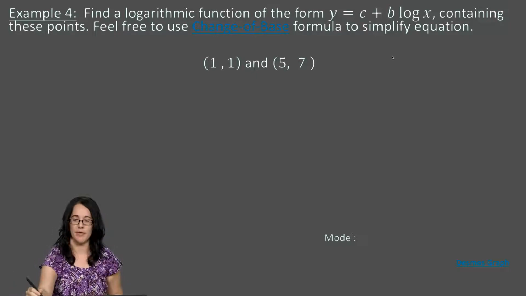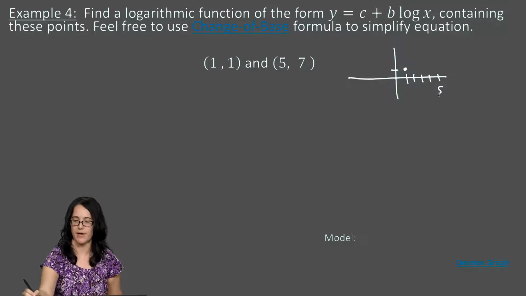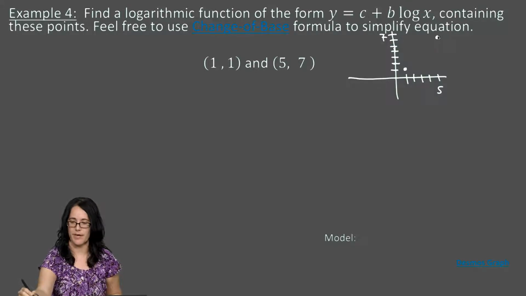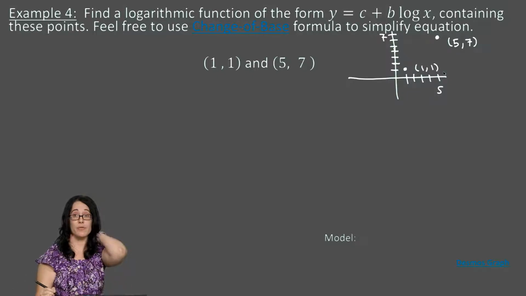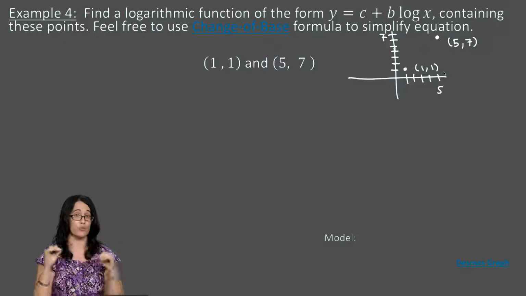So for example, I'm giving you 2 points here. When x is 1 and y is 1, so the point (1, 1). When x is 5, y is 7. 2, 3, 4, 5. So there's 5. 1, 2, 3, 4, 5, 6, 7. Somewhere up yonder. Okay, so we have these 2 points, (5, 7) and (1, 1). And what we'd like to do is find an equation that goes through the 2 points.